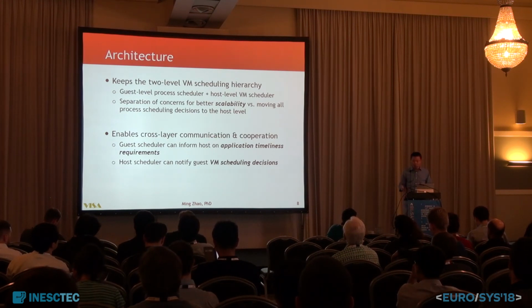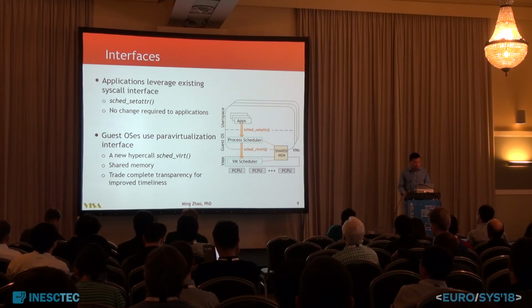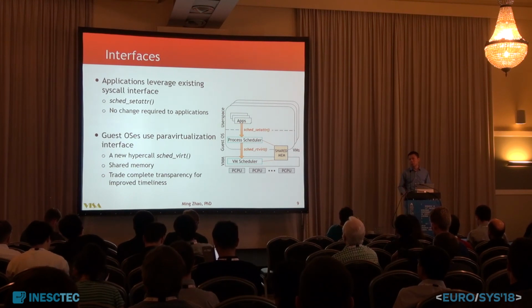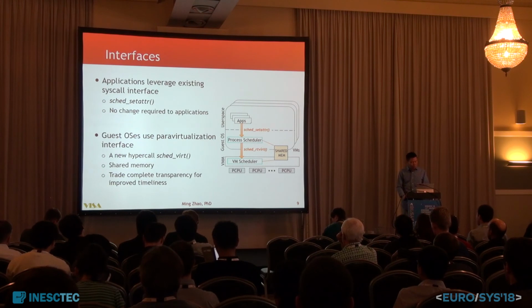More specifically, the guest schedulers can inform the host on application timeliness requirements in terms of the bandwidth requirements and deadlines, etc. And the host scheduler can also notify the guest virtual machines of the resource allocation decisions. Now, based on this architecture, let's look at the interfaces that are exposed to different layers.